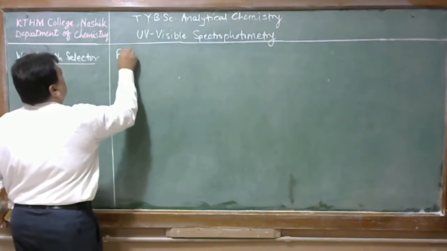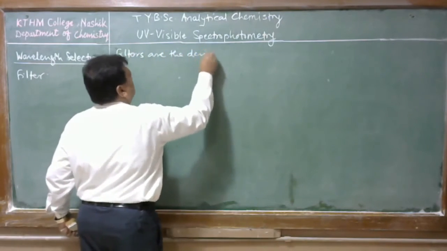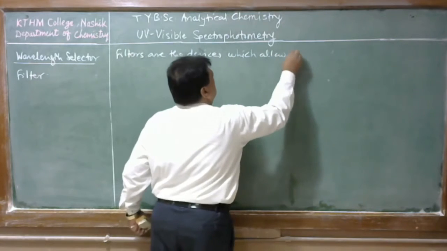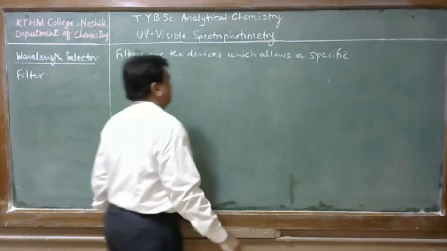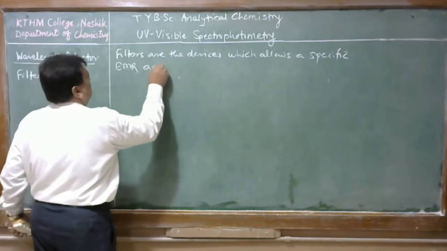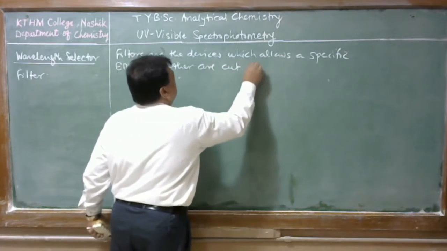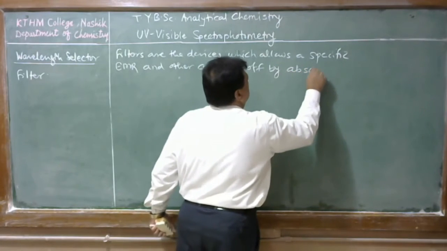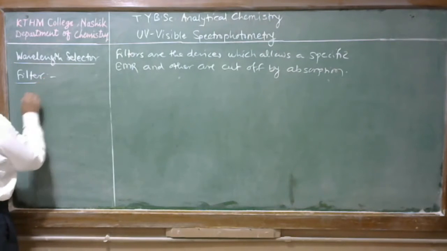Therefore, filters are the devices which allow a specific electromagnetic radiation and other radiation is cut off by absorption. Filters are classified into two types.